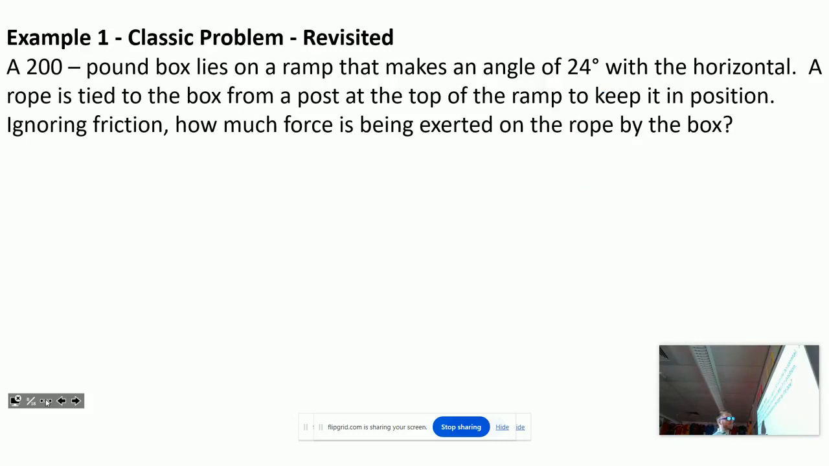So we're going to revisit our problem. I'm going to again draw that ramp. The ramp makes a 24-degree angle with the horizontal. Great. And now I'm going to consider the entire situation. So I've got a box or an object, whatever it is, on the ramp. The weight of that object is really important. I'm going to draw that in green here. That will be your biggest vector every single time.